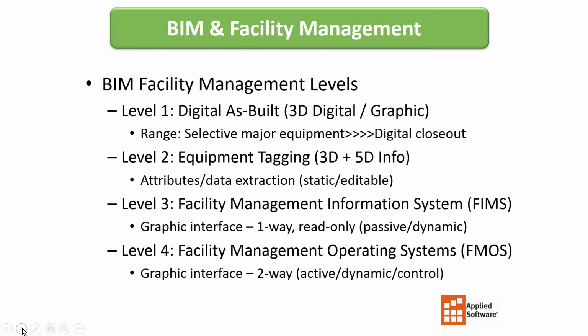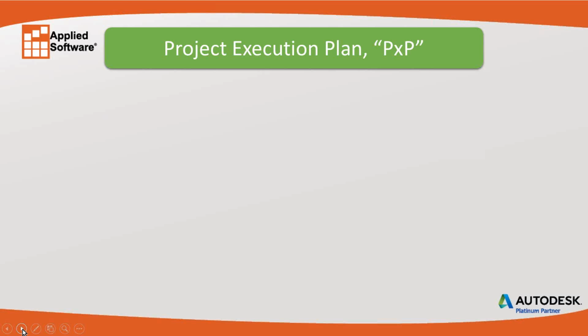This can be done in 4 different levels. The BIM facility management levels include the digital as-built, and the equipment tagging through QR codes. Level 3 would include facility management information systems, a graphic interface, as we described here before, using such technology as the iPad or iPhone. And level 4 is the graphic interface, a two-way interface system that enables you to update your content information for a full life cycle building information.